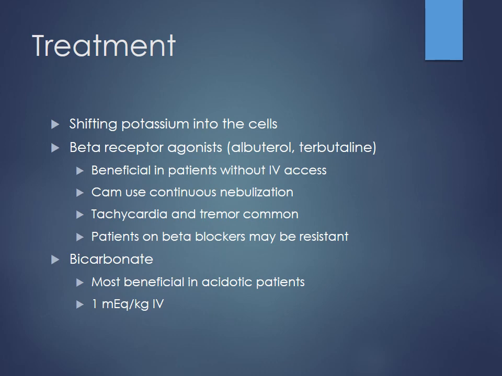Okay, and then the other thing we can do to shift the potassium intracellularly is going to be bicarbonate. This is going to be most beneficial for acidotic patients. You find that as the pH of the blood drops anyway, you're going to find a natural shift of potassium out of the cells. This helps to drive them back in. So again, same doses we would use for like a code, 1 milliequivalent per kilo IV.